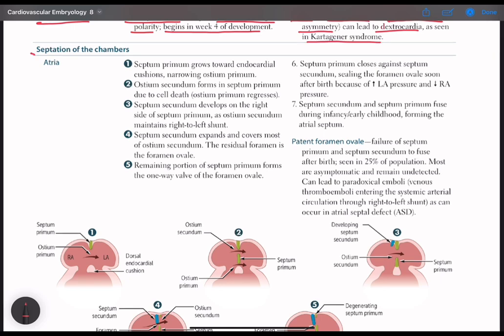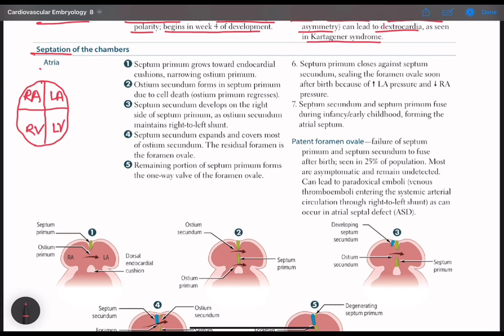First of all, septation of the chambers. During cardiac looping, different compartments are formed which are connected to each other. So during septation, these chambers are separated from each other. In atrial septation, right atrium is separated from left atrium. In ventricular septation, right ventricle is separated from left ventricle. And atrioventricular septation, atria are separated from ventricles.